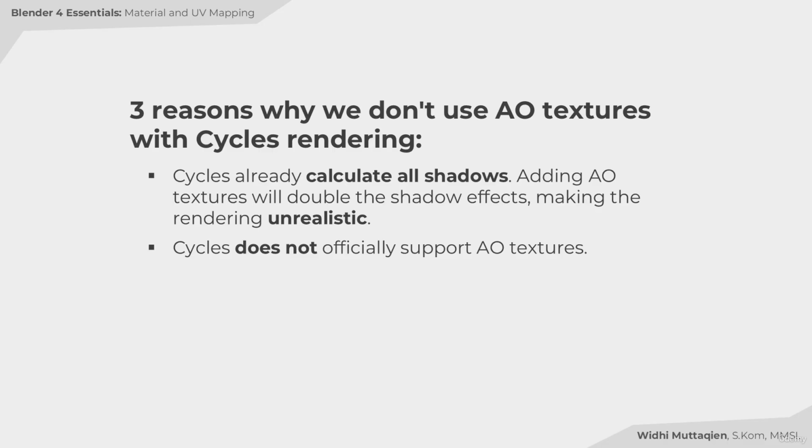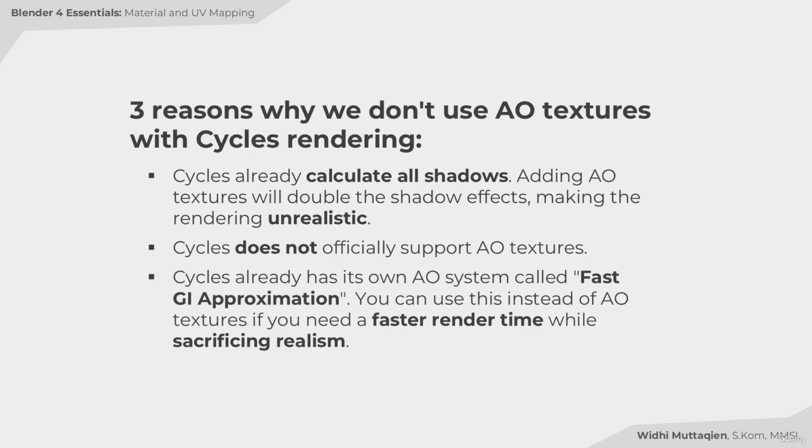Remember our discussion on albedo and diffuse textures? People tried so hard to take away the shadows from the color texture. So why in the world do we want to put them back in? The third reason is that if you do want to achieve faster rendering time by sacrificing realism, Cycles already provides its own AO system called Fast GI approximation. Okay, so again, if you are using Blender and Cycles for rendering, just ignore the AO textures.